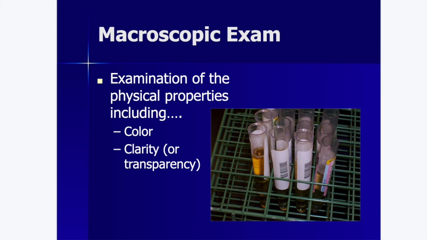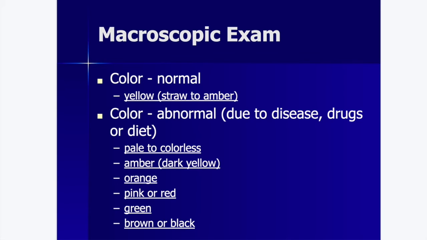So the macroscopic exam is going to look at the physical properties, including color and clarity. For color to be normal, it's going to be yellow. A straw to an amber color, yellow is considered normal. Abnormal color could be due to disease, drugs, or diet. Pale to colorless, so your urine should not be clear. It should have some yellow to it that comes from the waste that's being filtered out of your blood. Amber meaning a very dark yellow.